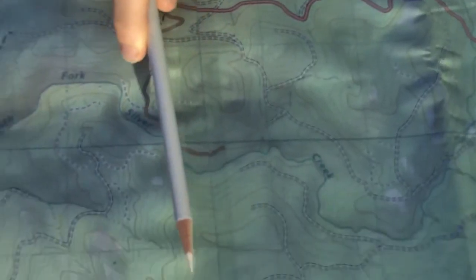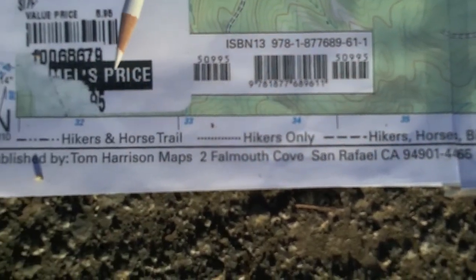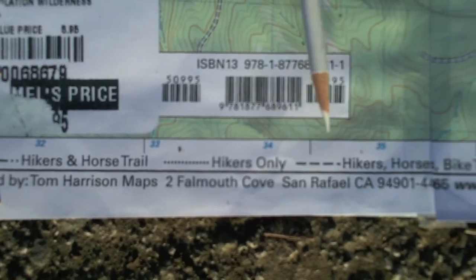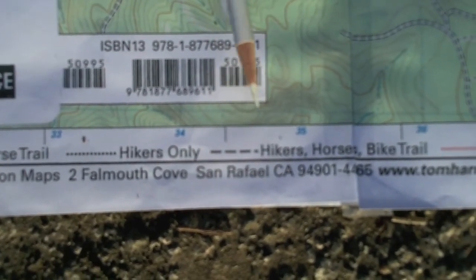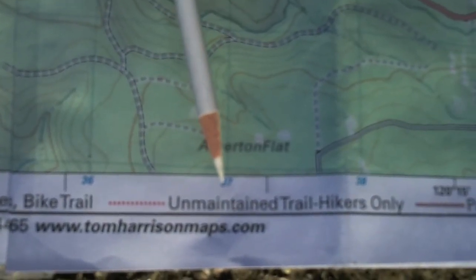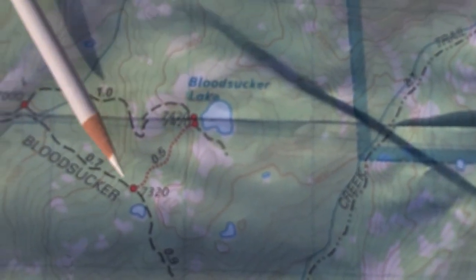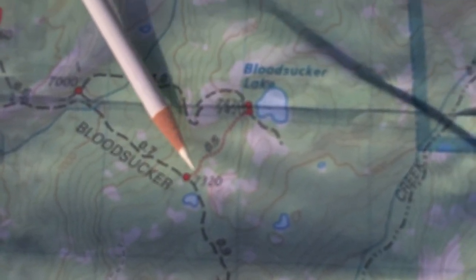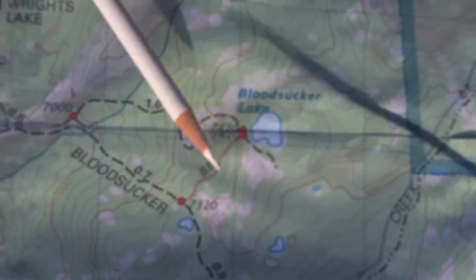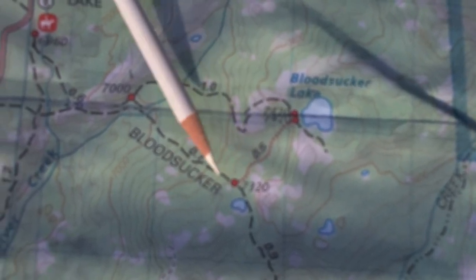Alright, so on this map you can see that the legend goes all around the outside edge. Now, at the bottom here, we have a series of trails. And there's the hikers, horses, and bike trail, which is shown by a series of long black dashes. And the unmaintained trail for hikers only, which is shown by a series of red dots. Now, both those trails can be found over here by Bloodsucker Lake. And the trail for only hikers that's unmaintained goes across here, kind of like a shortcut, as opposed to the hikers, bikes, and horses, which goes around and kind of loops like that.